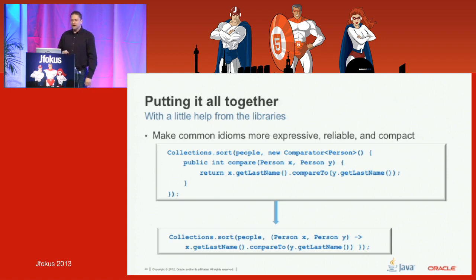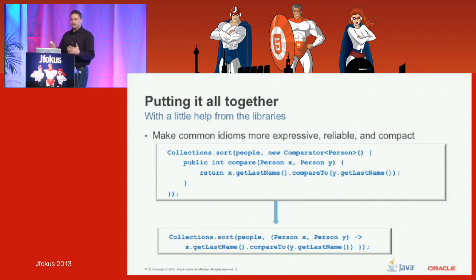We can convert that, so let's turn that into a lambda expression. Now we get the collection sort on people as the first argument and replace the anonymous inner class with a lambda expression. The parameters we're passing in are person X, person Y. The body of the method is to run the same code, so we compare the last name of the first person and the last name of the second person.